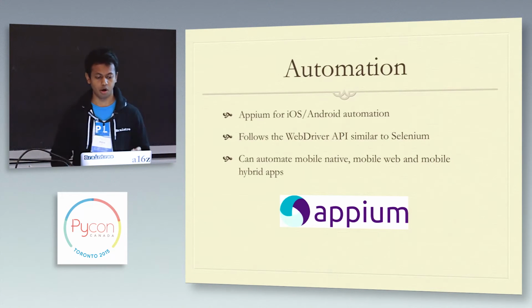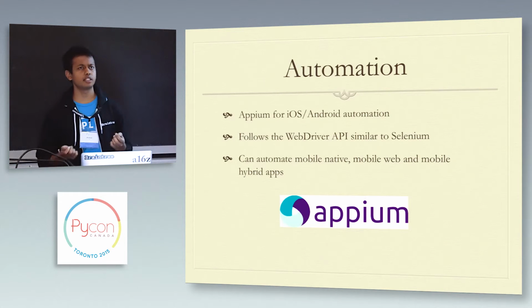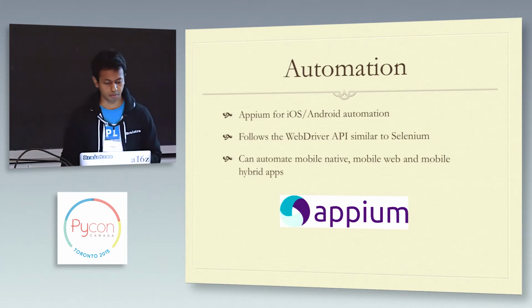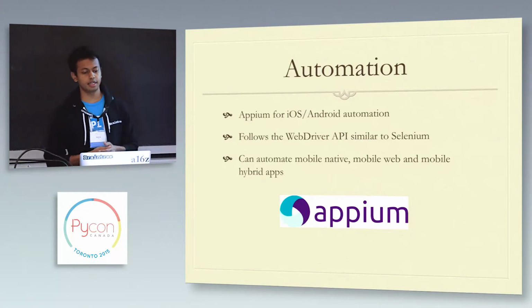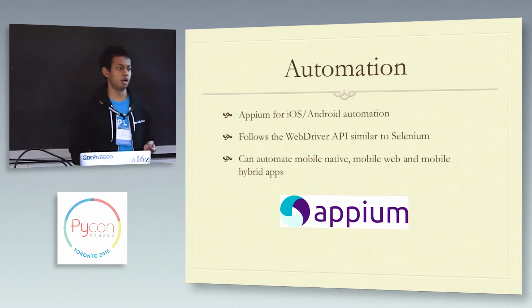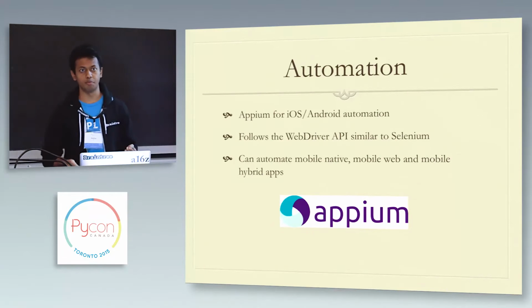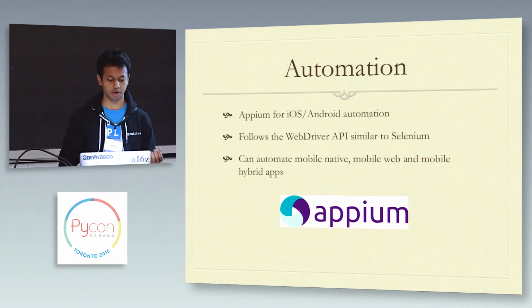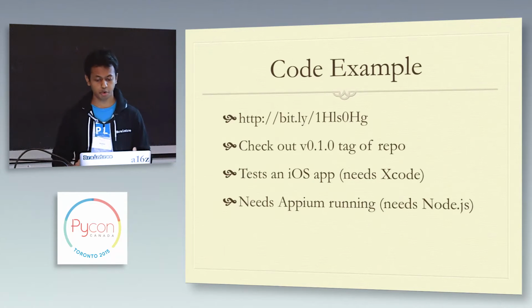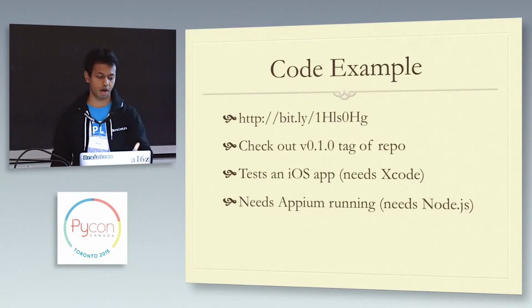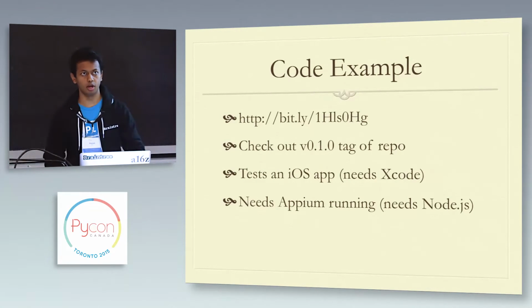Let's talk about automation. Just a quick raise of hand, has anyone here used Appium before? Cool. All right. Appium essentially can automate an iOS or Android app, be it a native app, a Cordova or PhoneGap app, or a hybrid in between. And it has an API which is similar to Selenium. So at this point, I'm going to go to my code sample. I have the bit.ly link, which you can find in the slides.